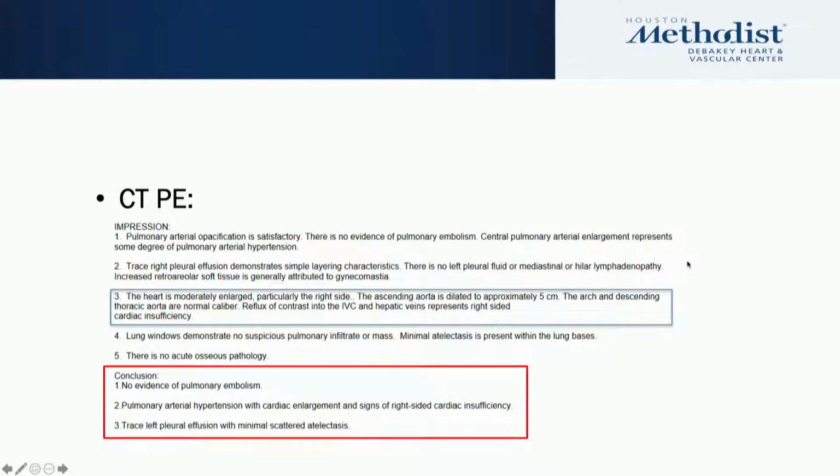So the patient gets a PE protocol, and this is also a lesson for all of us, that we usually go for the conclusion. It's important to read the body of the report as well. You can see the heart is moderately enlarged, particularly on the right side. The ascending aorta is dilated to approximately 5 centimeters, and then you have reflux of contrast into the IVC and the hepatic vein, which represents right-sided cardiac insufficiency. No PE, and then the rest as you can see.